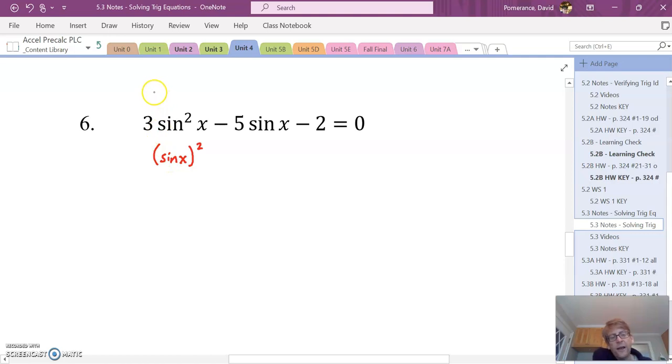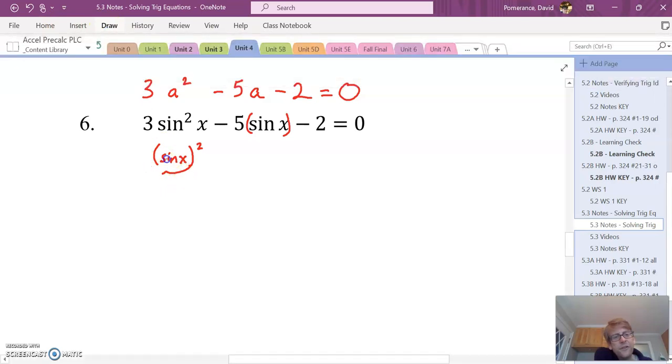So again, thinking about this purely algebraically, we've got stuff squared. I'll call that stuff a. So this is 3 times a squared minus 5 times, it's the same stuff as before, right? This sine of x is the same stuff that we have right here, it's just not being squared. So we have minus 5a minus 2 equals 0.